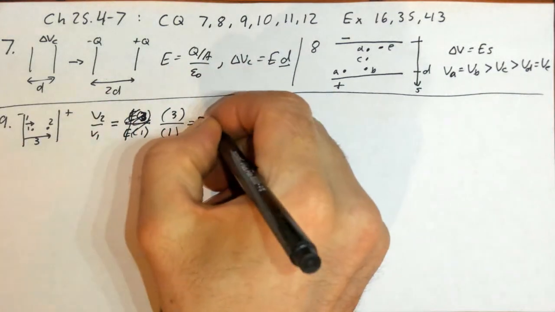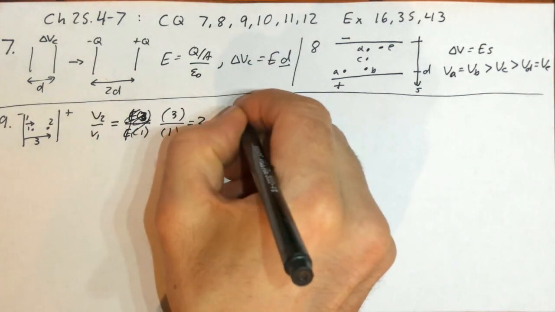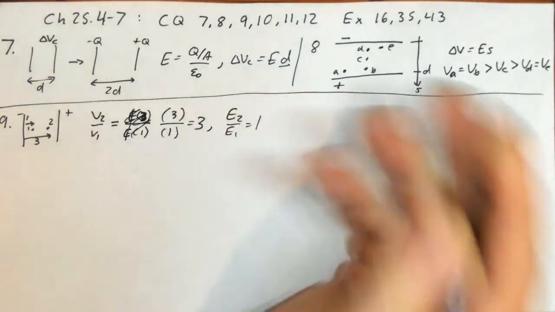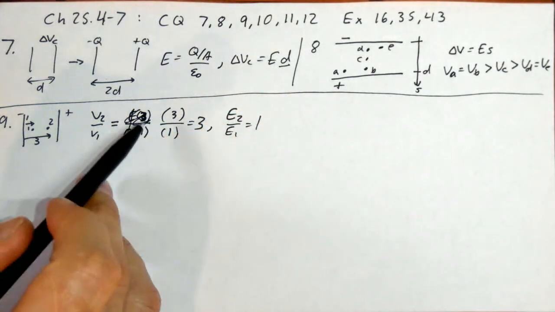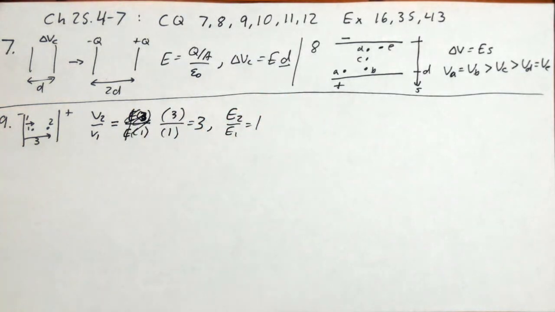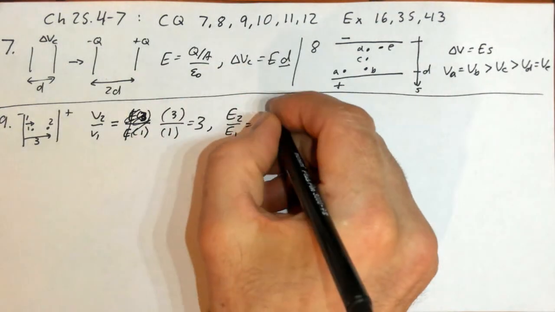So hopefully you were able to say that E2 over E1 is just 1 because it's constant. And that's what we use to be able to get this ratio, that it's constant within. Okay, let's turn our attention to number 10.